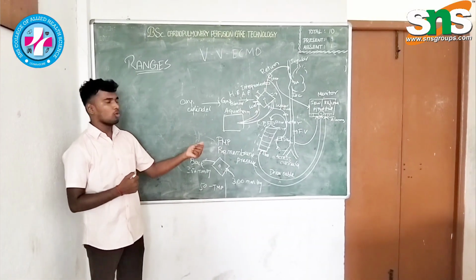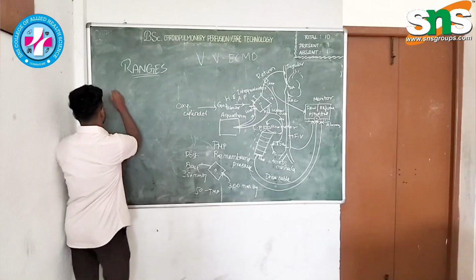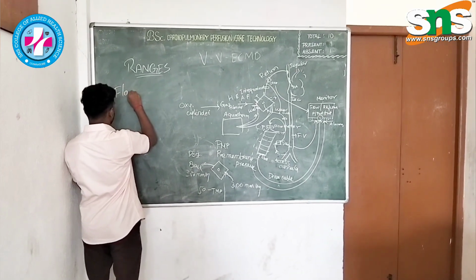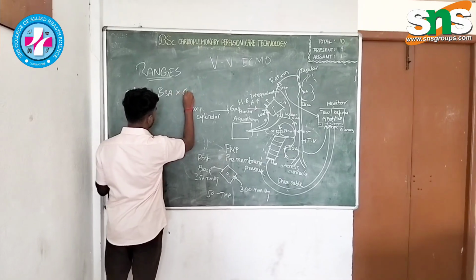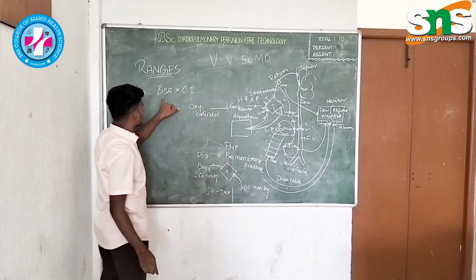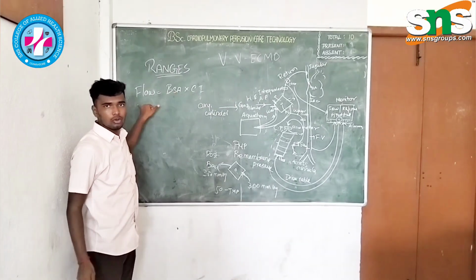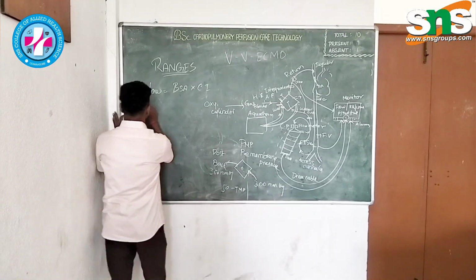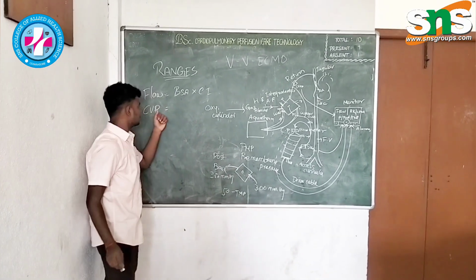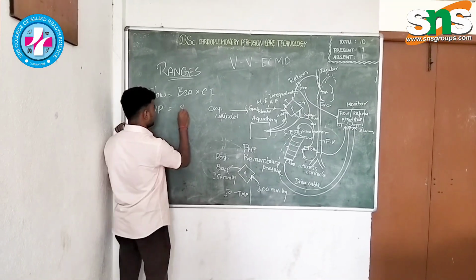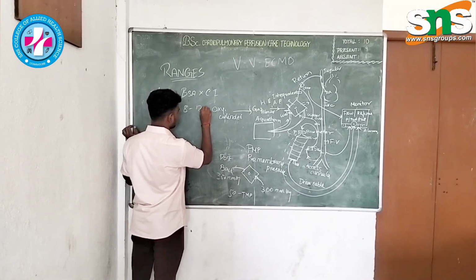For the flow of VV ECMO, the formula for flow is body surface area times cardiac index. Based on the body surface area and the cardiac index, the flow is calculated. And the second thing is central venous pressure. The central venous pressure should be between 8 to 12 mmHg.